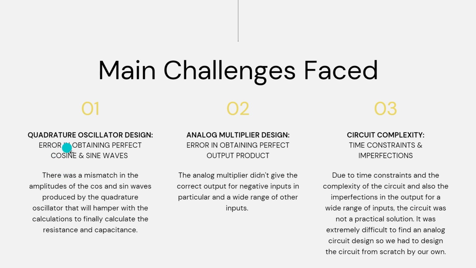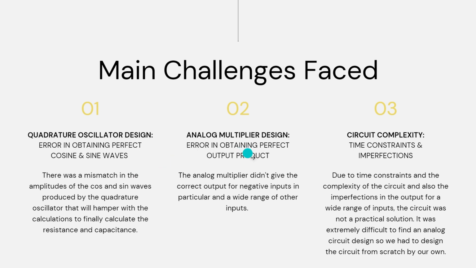Now, what are the individual errors from each block? In the quadrature oscillator, there is a mismatch between the cos and sine waves. There is also a mismatch between the amplitudes we pass from the quadrature oscillator to the analog multiplier circuit. So there is an error in the quadrature oscillator, and we also end up with error in the analog multiplier. That is one of the issues.